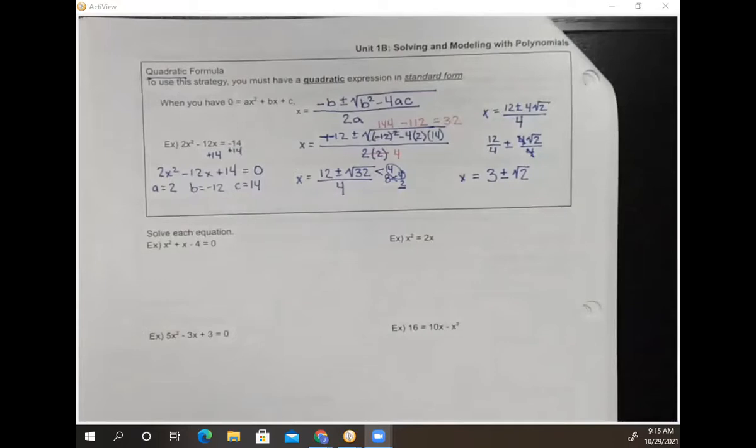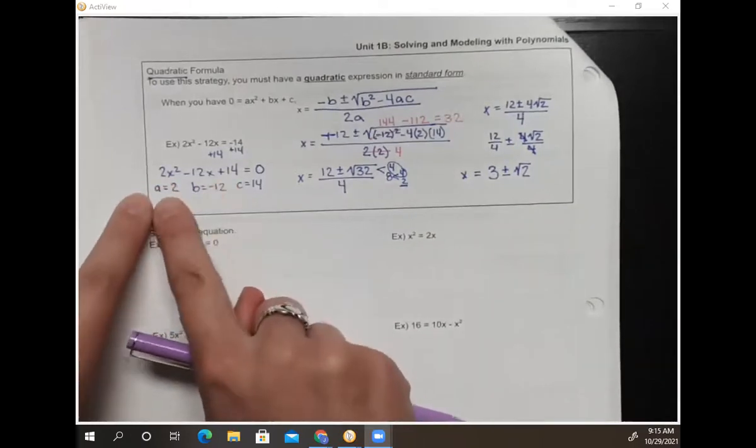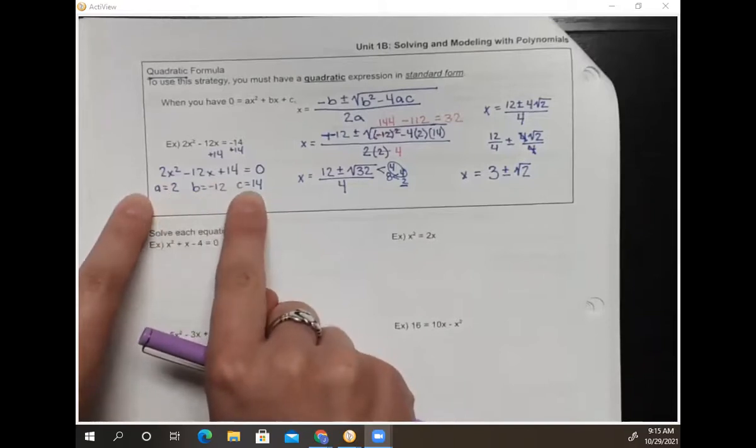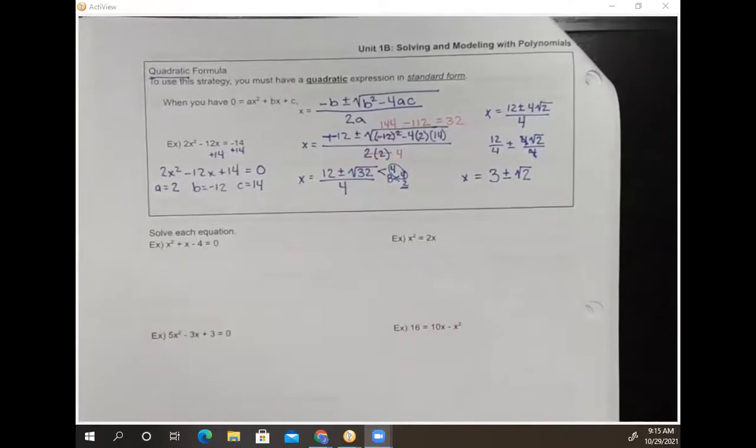So anytime we use quadratic formula, we need standard form for our quadratic. We need to identify our A, B, and C values, plug them in, and simplify. The bulk of the work here is the simplifying. Okay. We're going to run through some more problems together. Let's take a look at this next example.